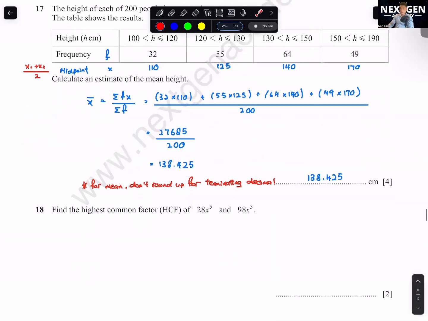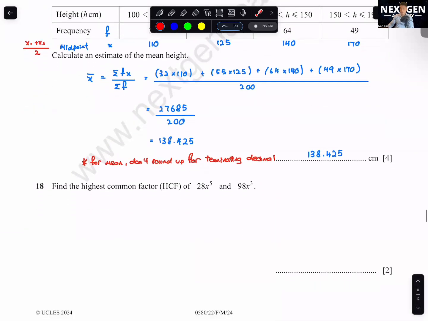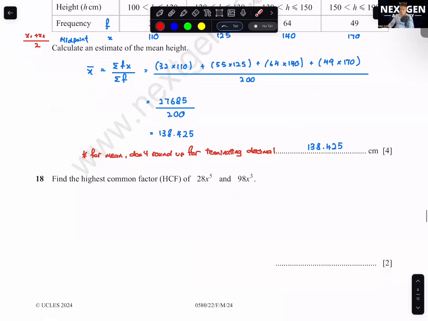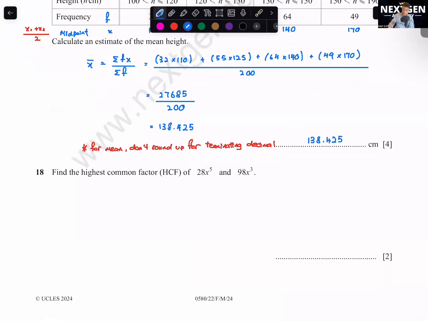Okay, question 18. Find the HCF of 28 x to the power of 5 and 98 x cubed. HCF, LCM, remember I like to use the ladder method, because you can solve for both HCF and LCM. In fact, I think it's the neatest way to do the question. So you write side by side 28 x5, 98 x cubed. You're going to draw a ladder by writing down the common factors.